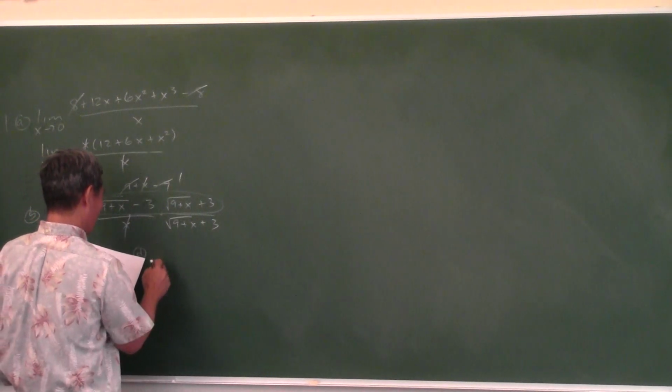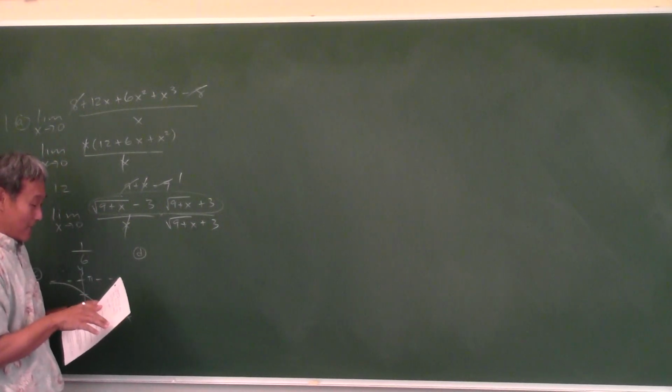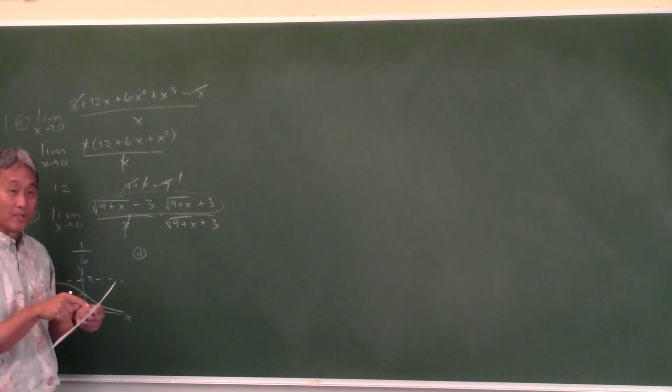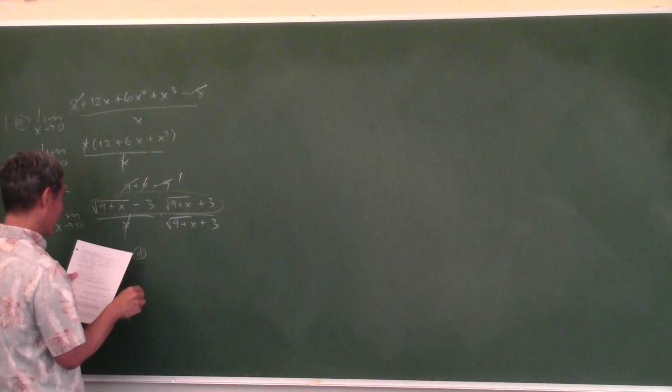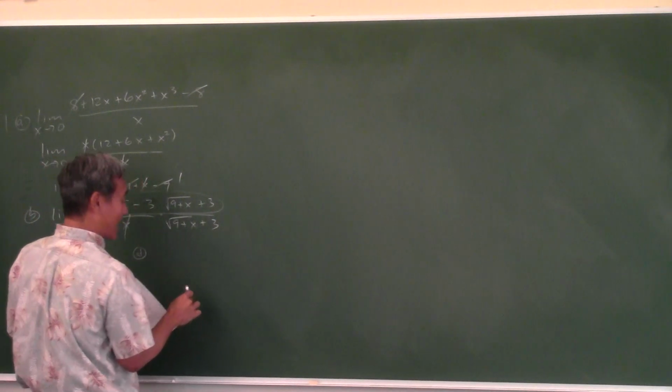Okay, now D, every year I give this problem on the test, and students get confused between tangent and tan inverse. Are you guys fooled by that? No. What does the graph of tangent look like?